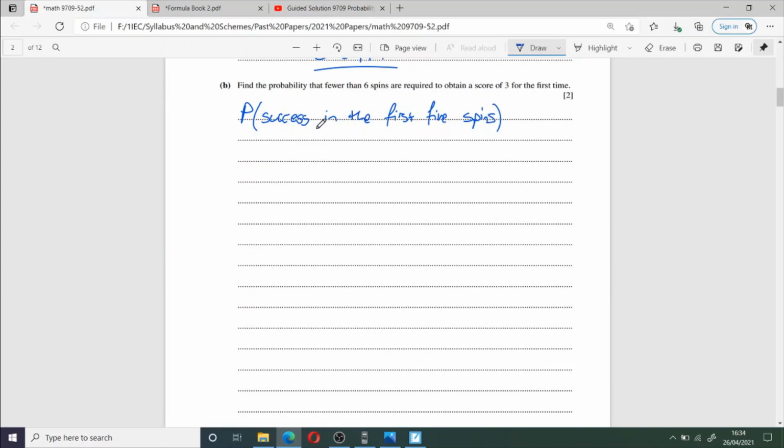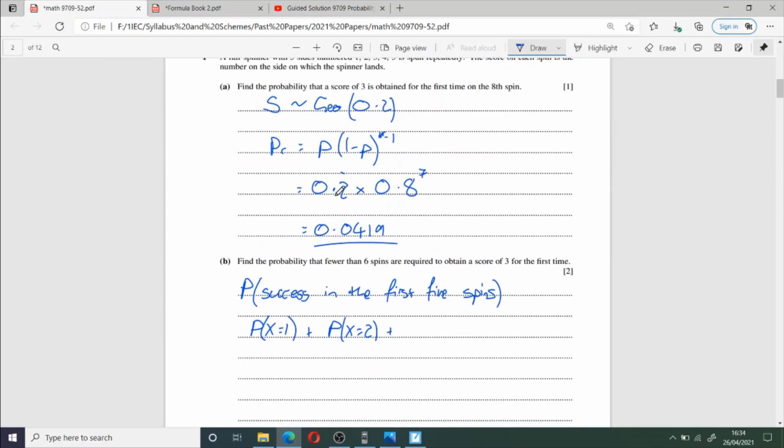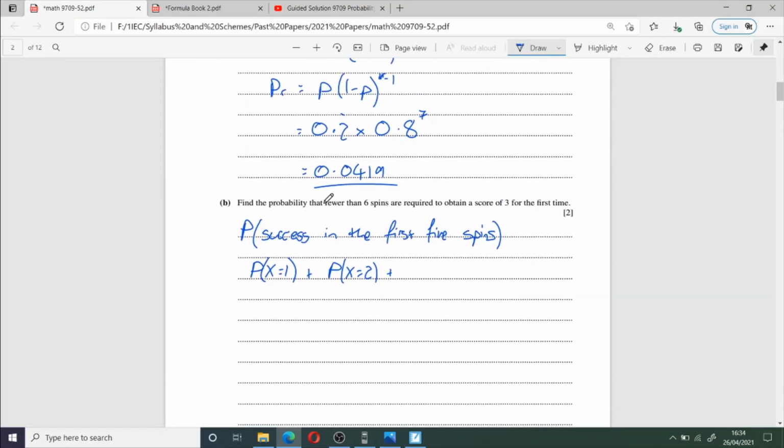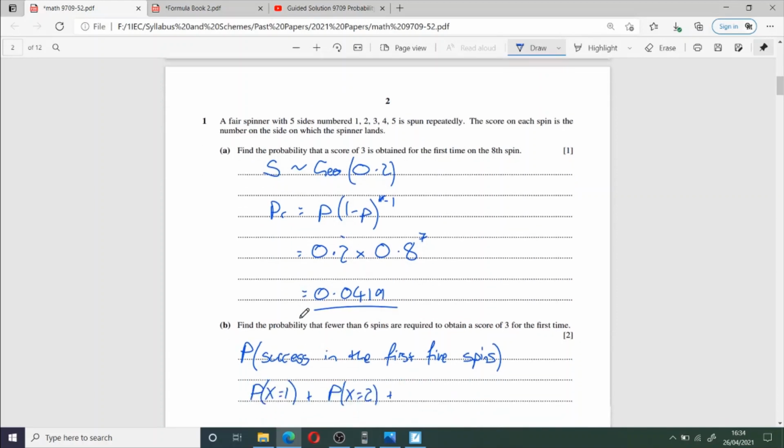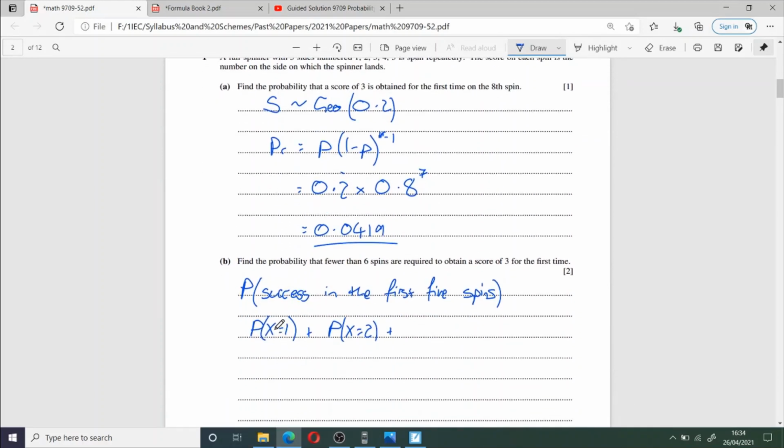Now one way to do that would be to work out P of x equals 1, add P of x equals 2, add P of x equals 3, etc., using the same formula as we used above. So for instance, for x equal to 1, it would be 0.2, and then plus 0.2 times 0.8, and then plus 0.2 times 0.8 squared, etc. But there's actually a much quicker way of doing it.